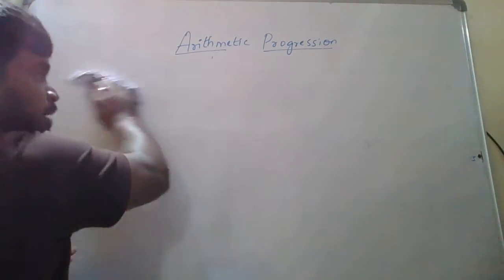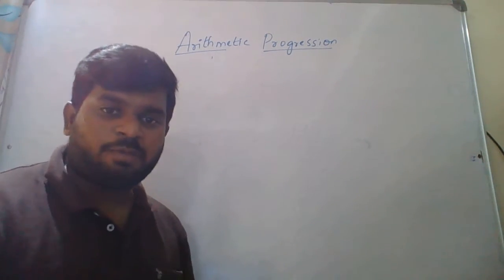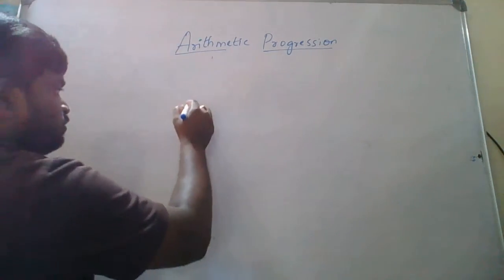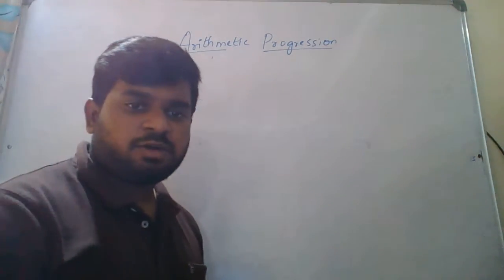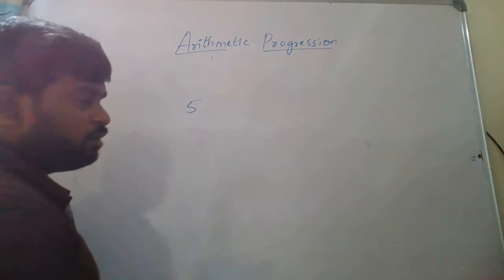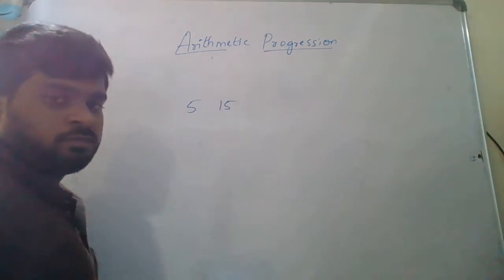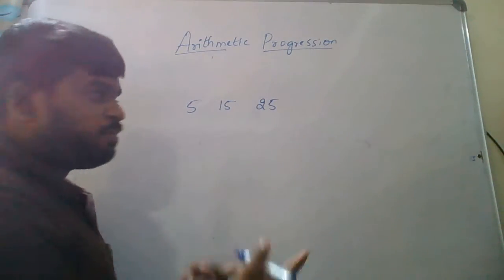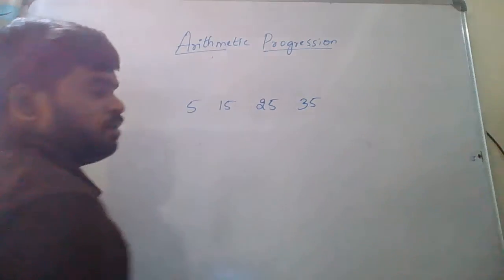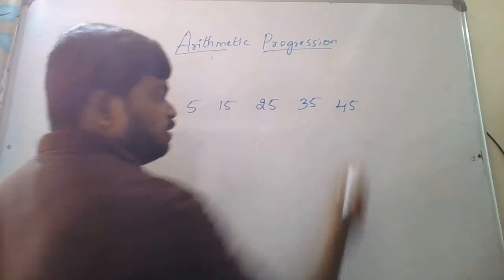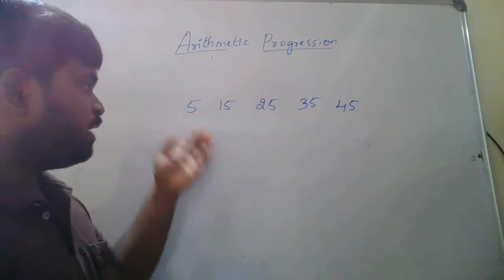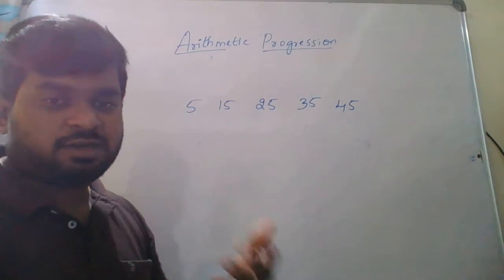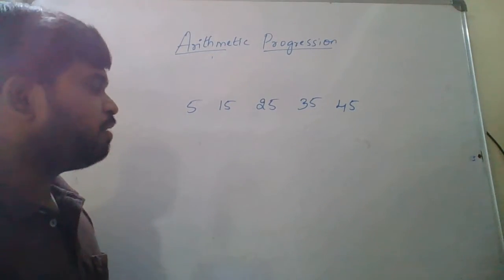Now, how to form an AP? You want to form an AP? Very easy. Take any number you wish. Let me take 5. Add a fixed number to each term. I'm going to add 10 to it. 5 plus 10, 15. Again plus 10, 15 plus 10, 25. 25 plus 10, 35. 35 plus 10, 45. This is how you form an AP. You take a number, an initial number, which is known as the first term, and you keep adding a fixed term to get the next term. Okay.